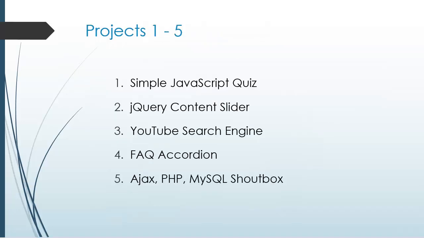So specifically projects 1 through 5, we have a simple JavaScript quiz, which will be pure JavaScript. We're not going to use jQuery or any other libraries in that project. The next one would be a jQuery content slider. Project 3 will be building a YouTube search engine using the v3 API. 4 will be a simple FAQ accordion slider.